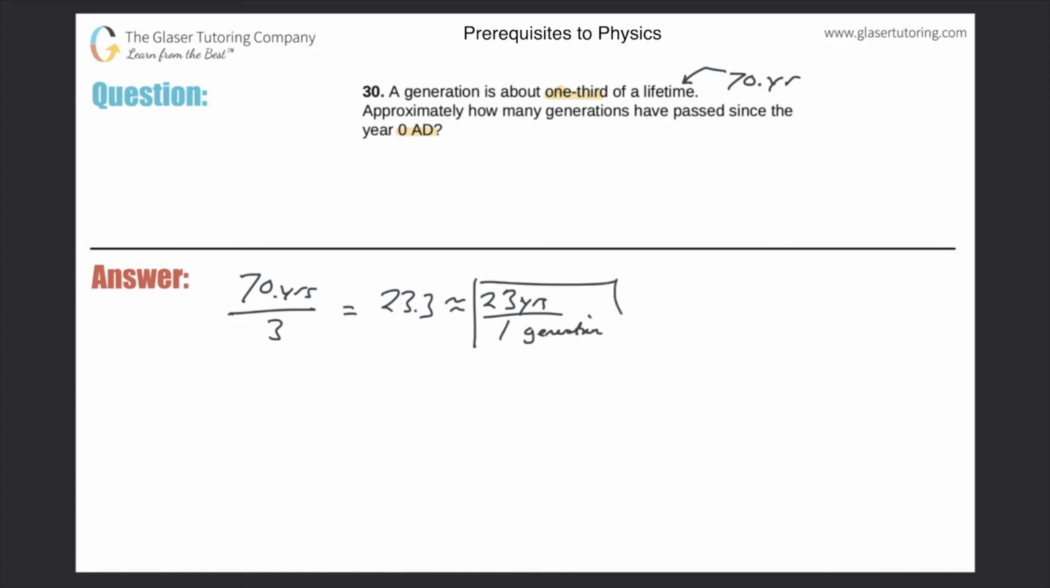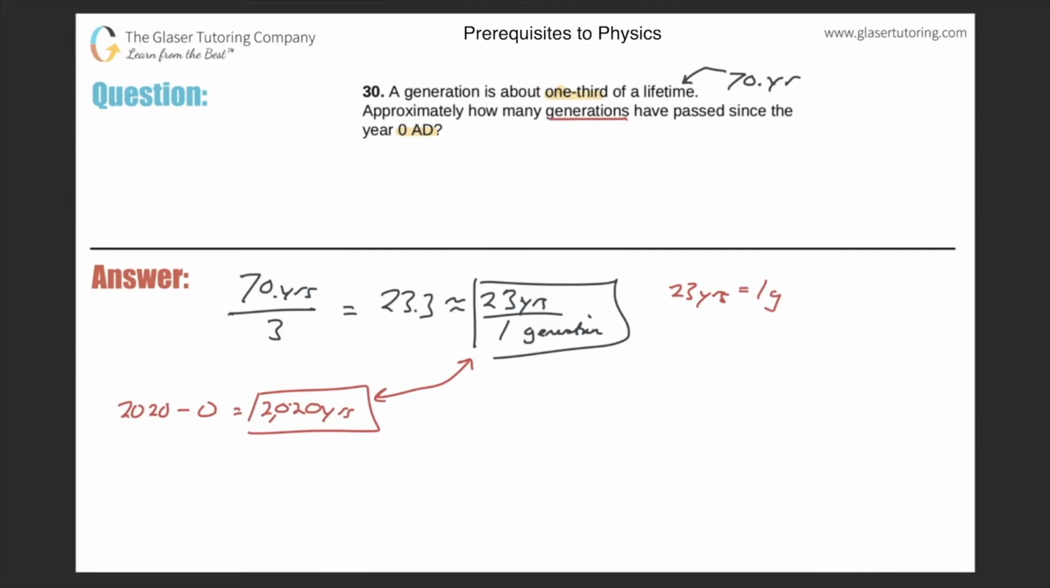Okay. Now what it says is it wants us to answer the question of approximately how many generations have passed since the year 0 AD. So as I currently am recording this video, we are in the year 2020. So the year 2020, right? 2020 minus 0 AD is obviously 2020. So in other words, 2020 years have elapsed. So now what I need to do is I need to essentially connect these two values. So every 23 years is equivalent to one generation. And, right, so I can write that over here, 23 years is equal to 1, I'll just call it G for generation. And now if 2020 years have passed, we need to figure out how many generations that is.